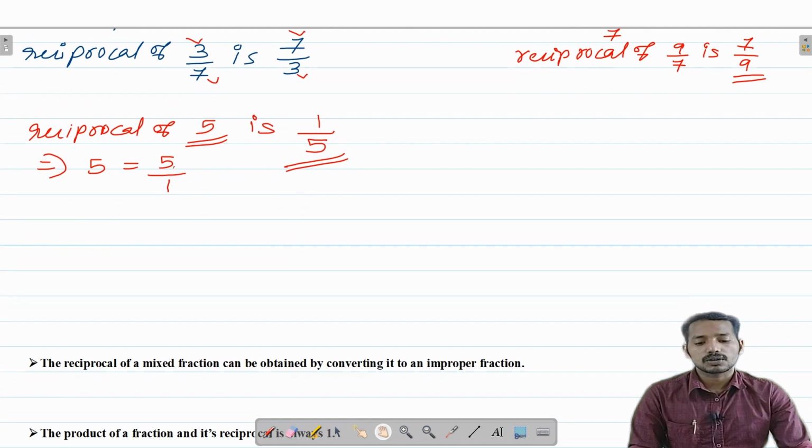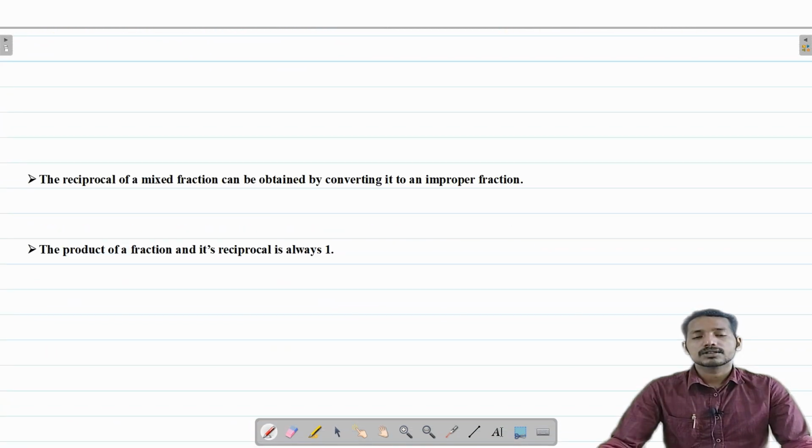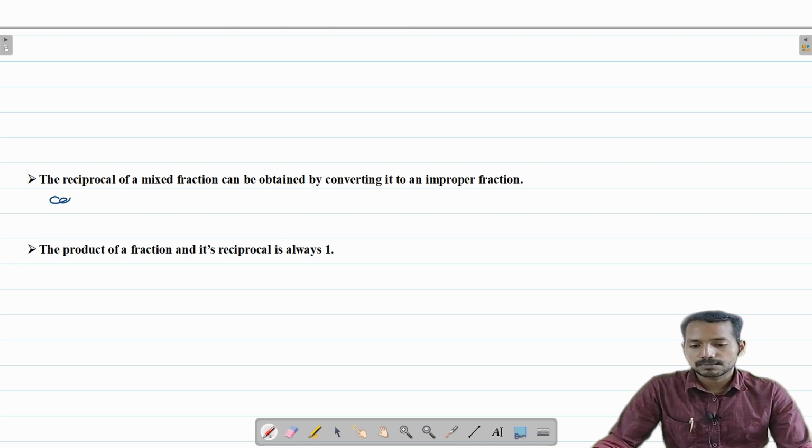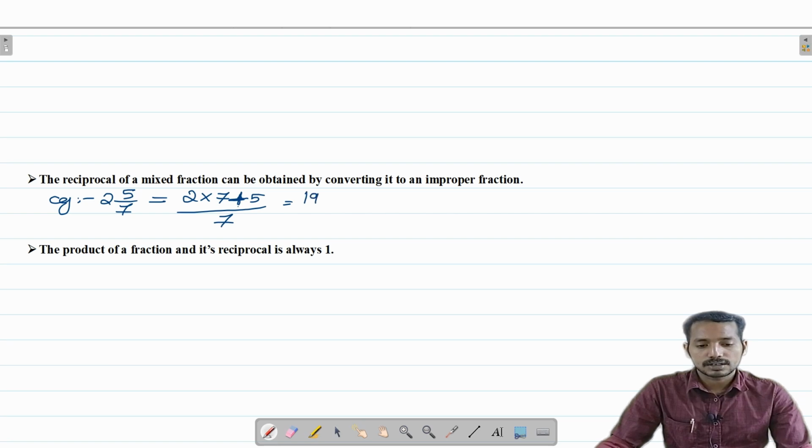To find the reciprocal of a mixed fraction, just convert the mixed fraction into an improper fraction. So, for example, 2 5 by 7. In case of 2 5 by 7, just convert that into an improper fraction. So, what will you get? 2 into 7 plus 5, divided by 7. 2 into 7 is 14. 14 plus 5 is 19 divided by 7. Now we have represented this 2 5 by 7 as an improper fraction.